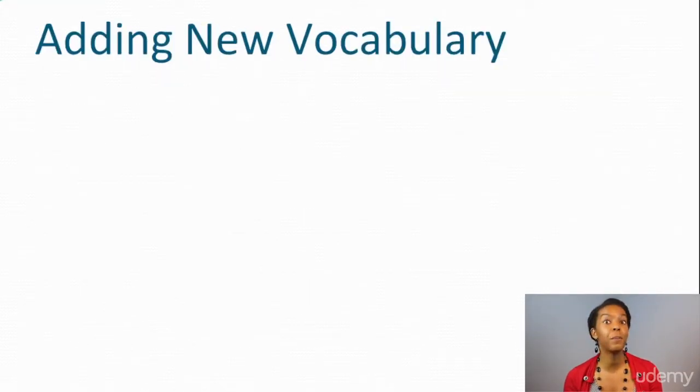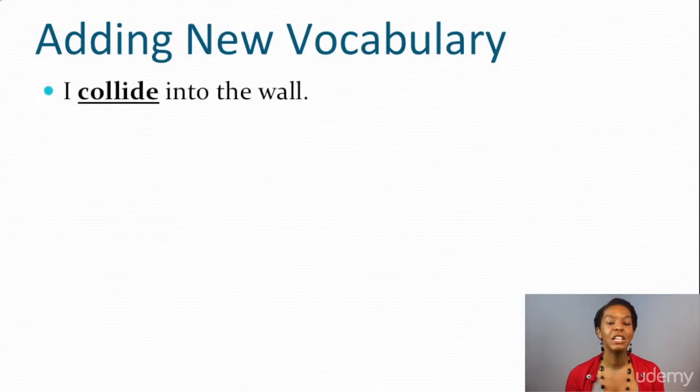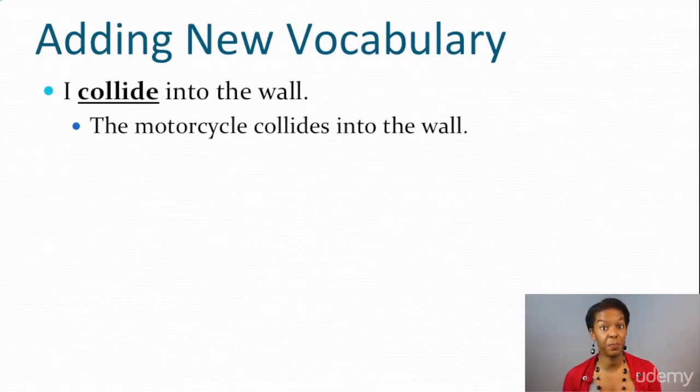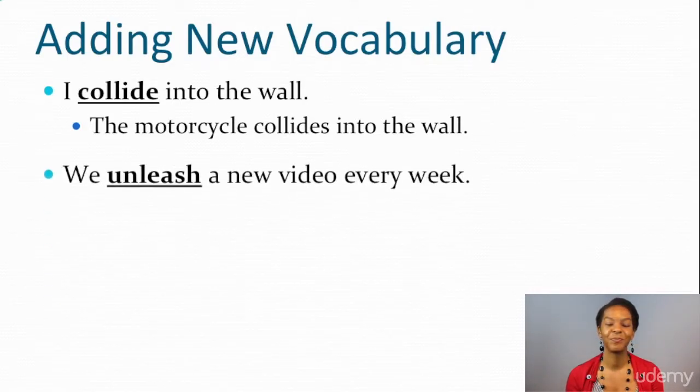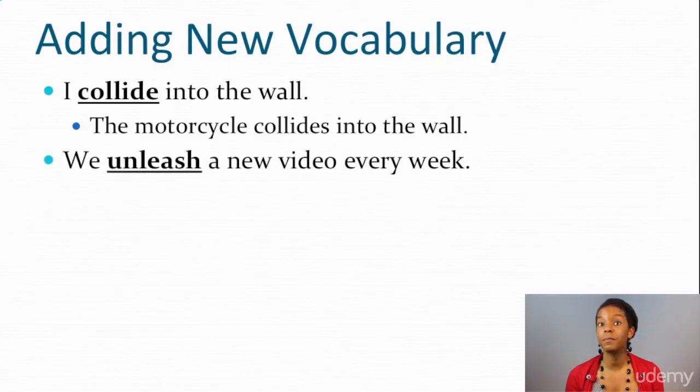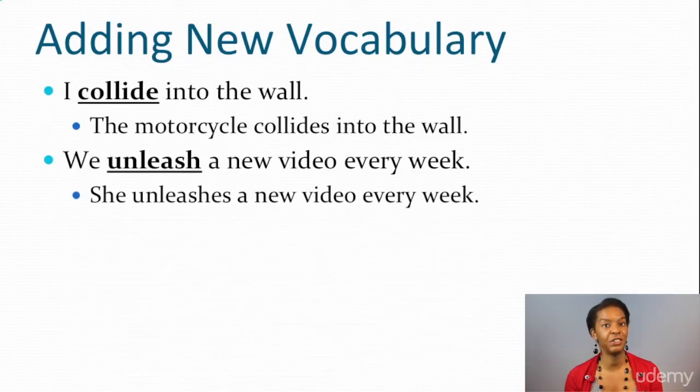So let's try that with a little bit more complex vocabulary. So if I say, I collide into the wall, change that into third person. An example could be, the motorcycle collides into the wall. This one. We unleash a new video every week. Change that into third person. She unleashes a new video every week would be an example.